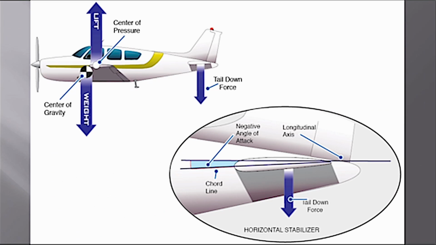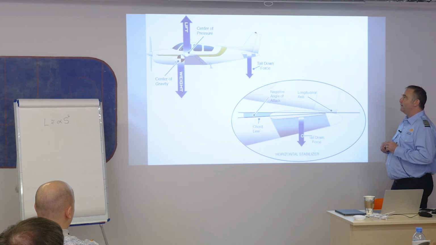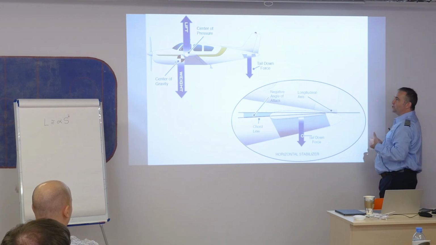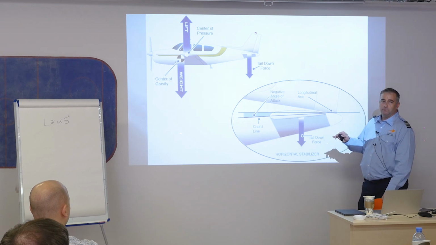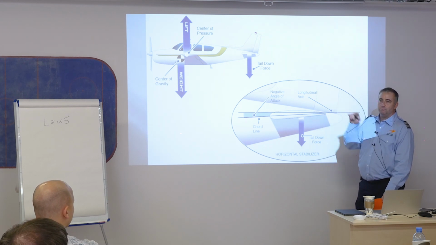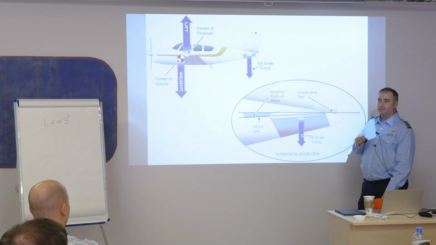Tail down force, chord line, negative angle of attack, longitudinal axis, center of gravity, center of pressure. Again, it reinforces the idea that I got that tail down force. Let's go through a scenario for a moment, if you would. And that scenario is, let's change the equilibrium. I'm flying in cruise speed, level flight, and I change the equilibrium.